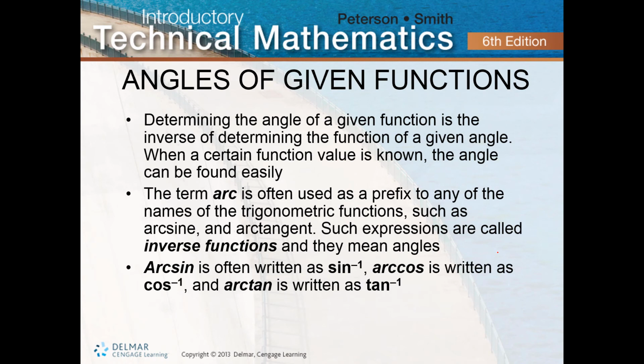It says angles of given functions. Determining the angle of a given function is the inverse of determining the function of a given angle. So when certain function values are known, the angle can be found easily. So the term arc, and in my video I talked about arc and the arc sine. Such expressions are called inverse functions, and they mean angles. Arc sine is often written as sine to the -1, or cosine to the -1, arc tangent as tangent to the -1.